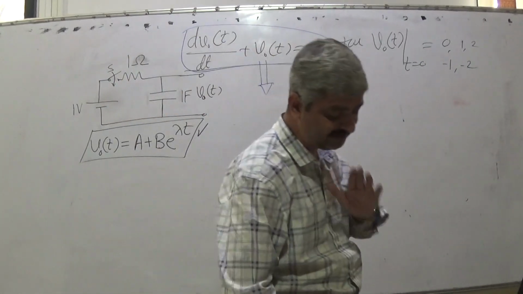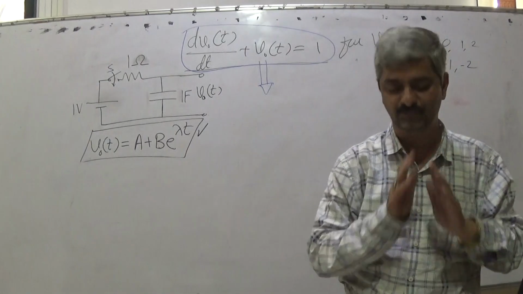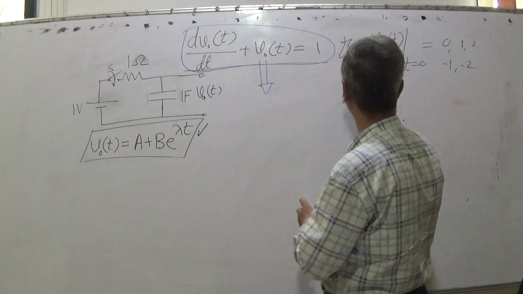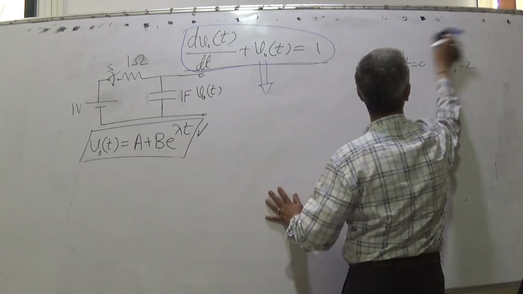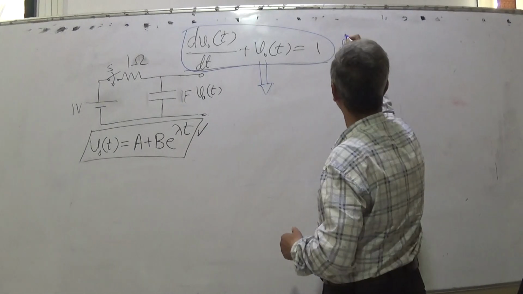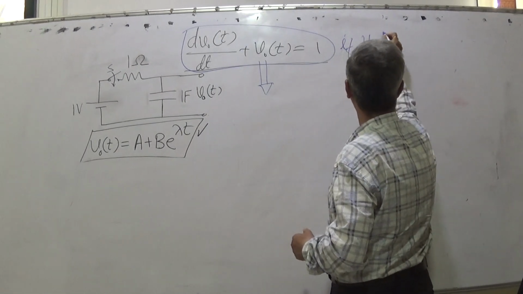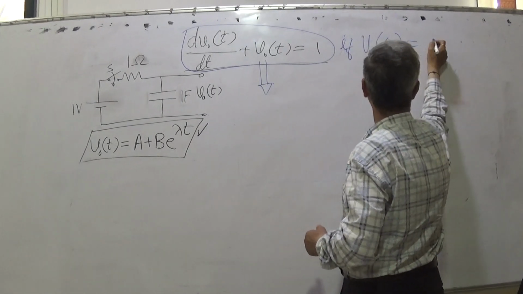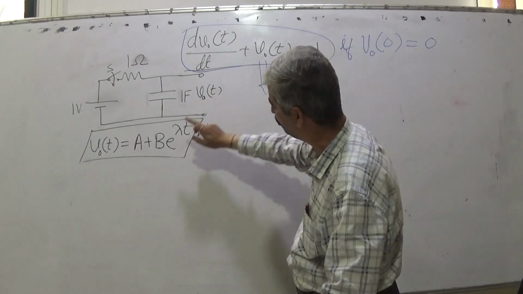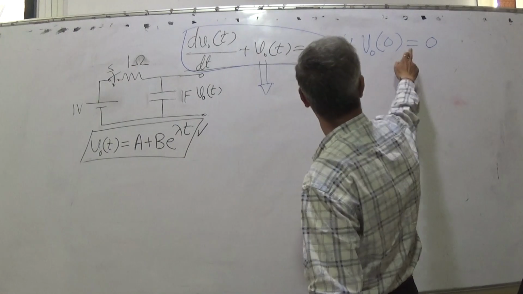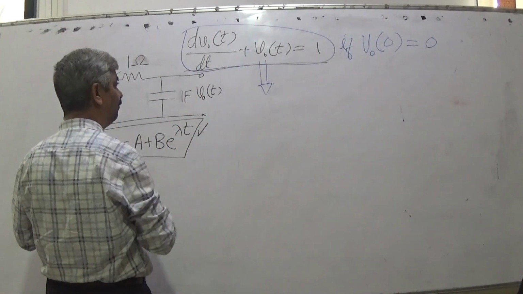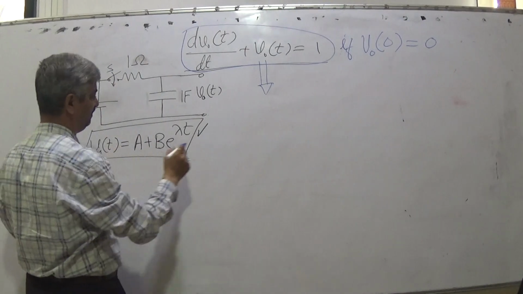So we express V0(0) and we start with a simple one. Solve this if V0(0) is 0. So this equation has a solution of this type and V0(0) is 0. So put t equal to 0 in this expression.